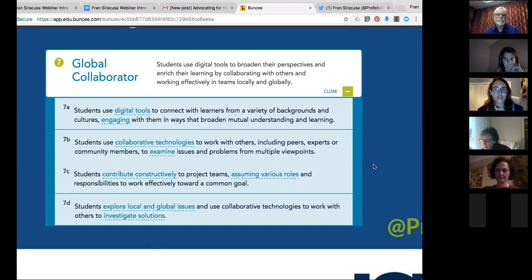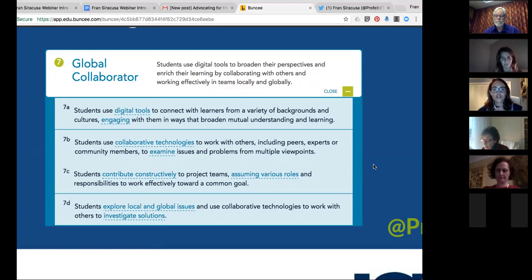Students use collaborative technologies to work with others, including peers, experts, or community members, to examine issues and problems from multiple viewpoints. One thing that I will show later on, an example that Michael had, is something called Flipgrid. Flipgrid is a tool that has many little boxes where people can give a 30-second video in answer to a question. Then you see a whole bunch of different people's opinions, and you can respond to those opinions. That would be a great one if you were to pose a question and found another teacher that wanted to do it also. Both sets of students can give their input and reply to each other, and you can have it in a safe space to, for example, examine an issue.